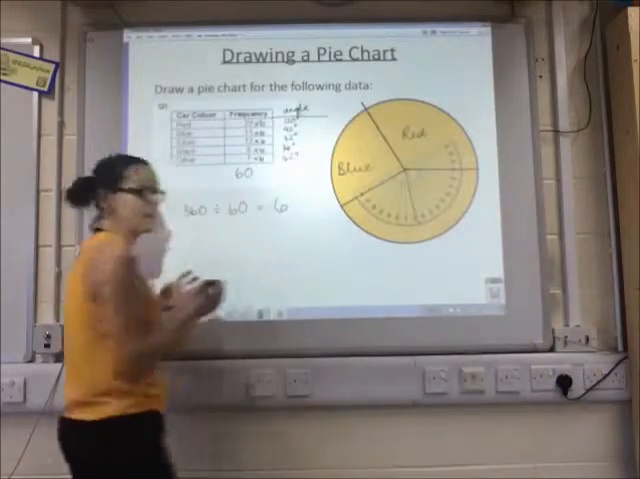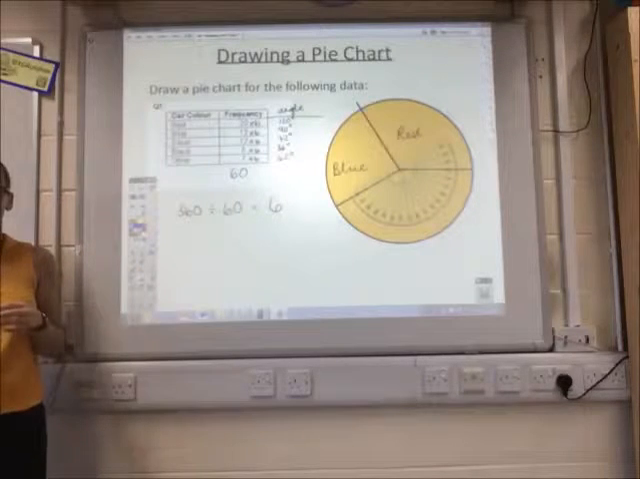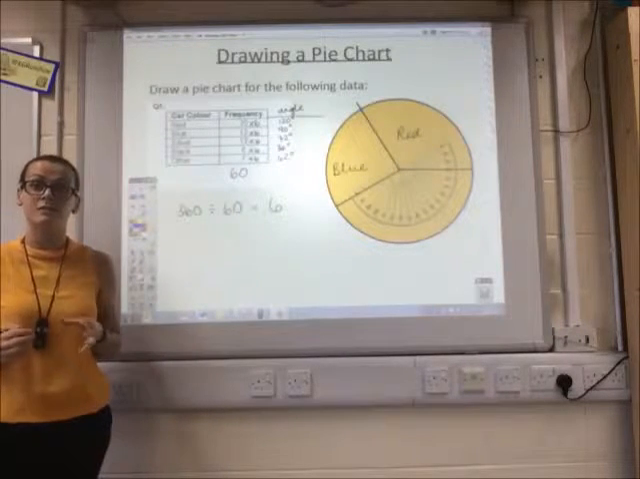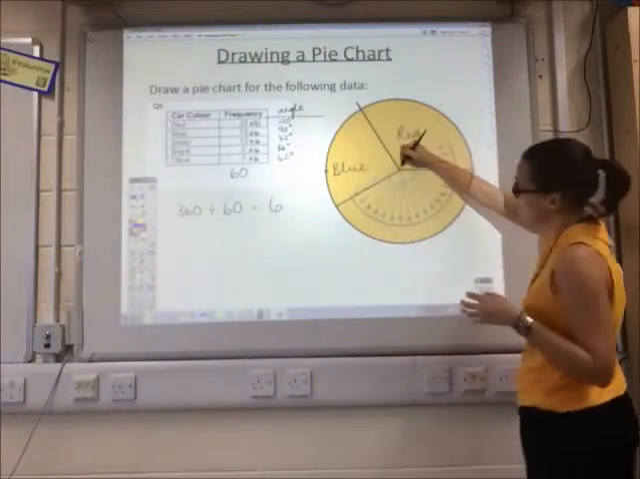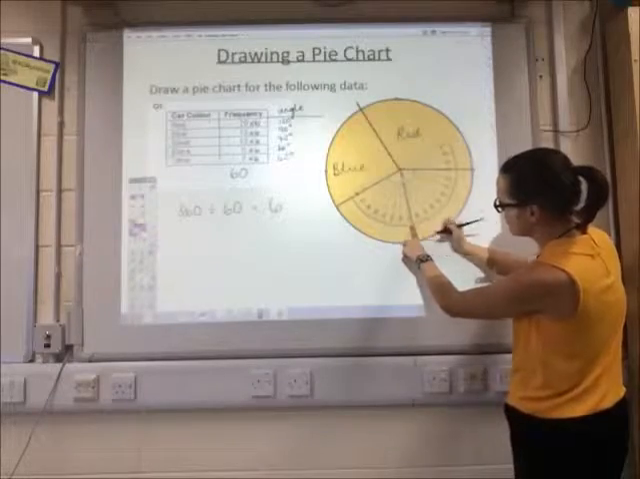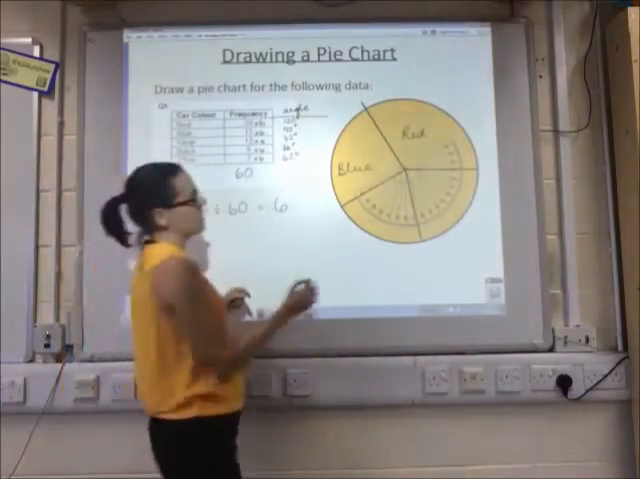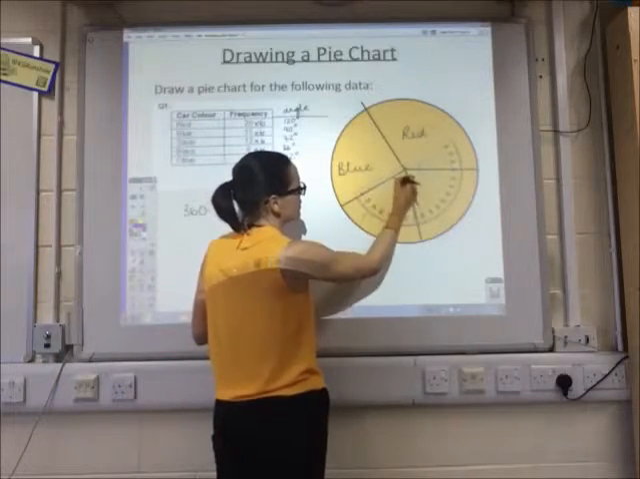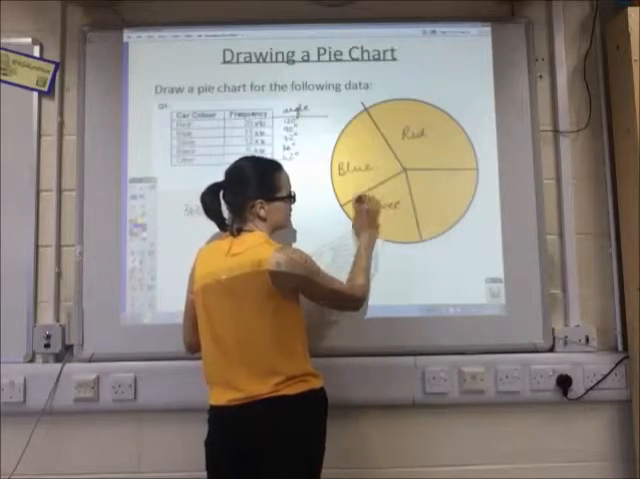Let's draw it with a nice straight line. Don't forget in your exam, you need to be using a pencil and a ruler for this. It's really important that it's really, really accurate when you're drawing it. So if I'm going to do a nice straight line, then I want it to go through 72 degrees, just down there, as my section for silver cars. Let's move that out of the way. So that's my silver cars.